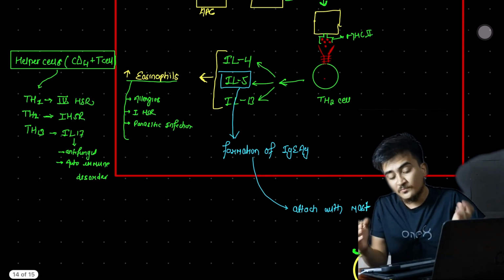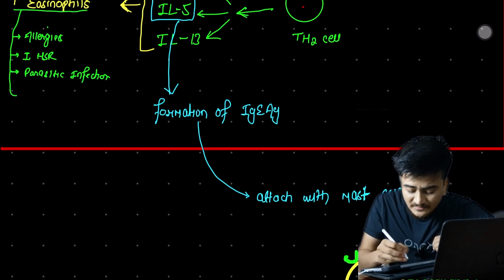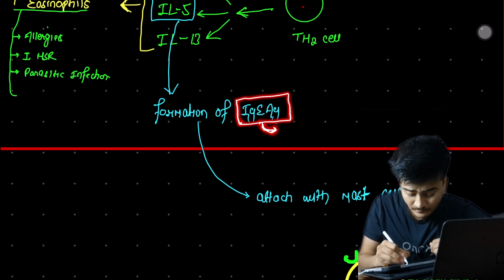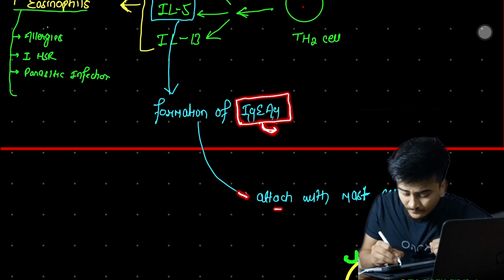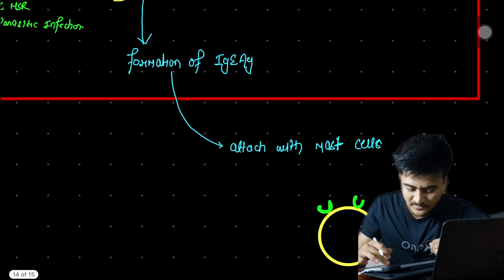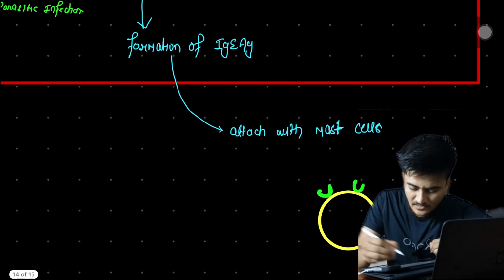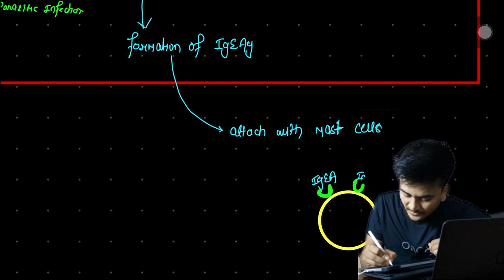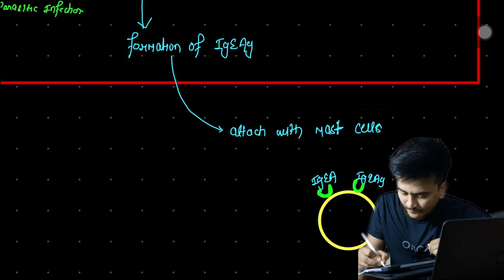But in the condition in which antigen has entered in our body, at that time there is the formation of IgE antibody. Now these IgE antibodies will go to mast cells, and they will take place here. Why will they take place here? Because obviously these are the site of IgE antibody receptor. That means IgE antibody will be attached here.